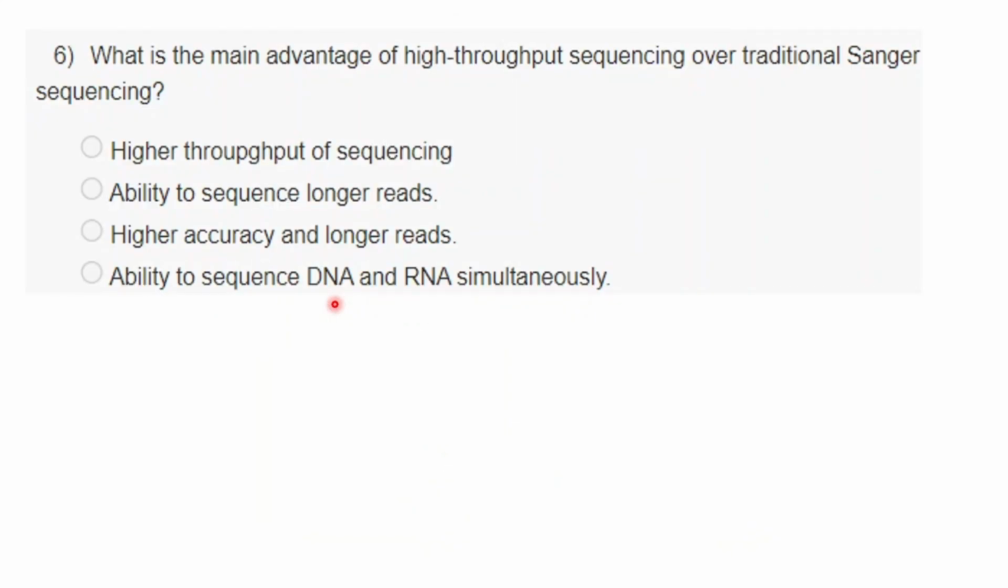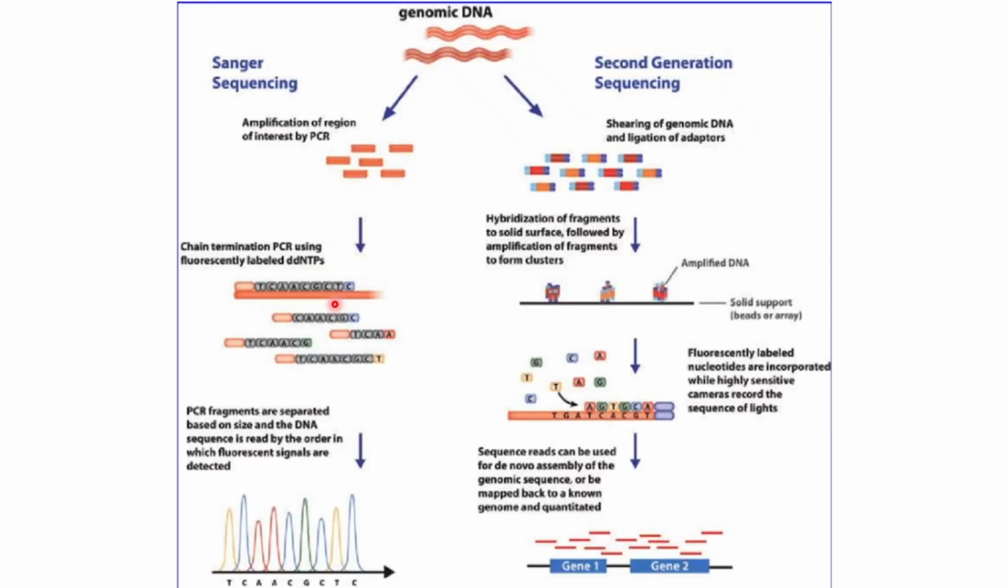Moving to the next question, what is the main advantage of high throughput sequencing over traditional Sanger sequencing? Anybody? Anybody else? Yes, so the answer will be high accuracy and longer reads. So what is the main advantage that high throughput sequencing brings that we crave for it over traditional Sanger sequencing?